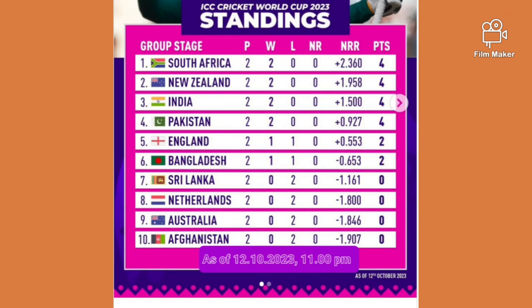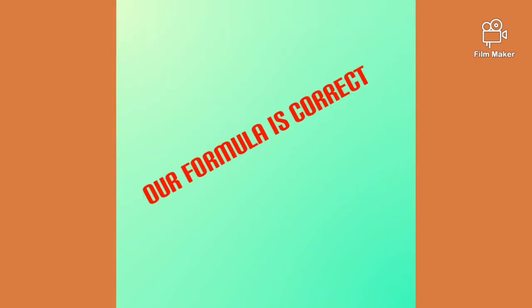We can check our results in the point table updated on the 12th of October. South Africa at the top plus 2.360. We have calculated India plus 1.50. We have calculated, and Australia, on the losing side, are at minus 1.846. We have also calculated these values, and so our formula is correct.